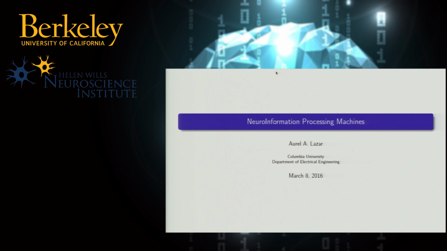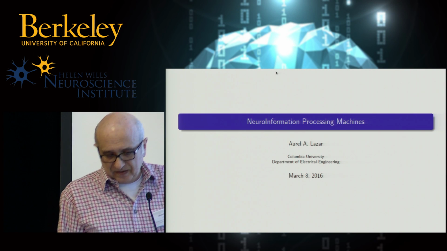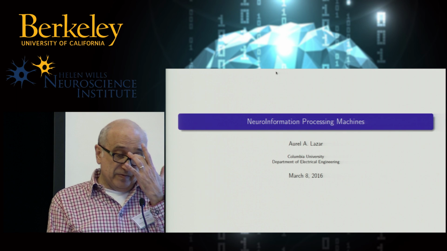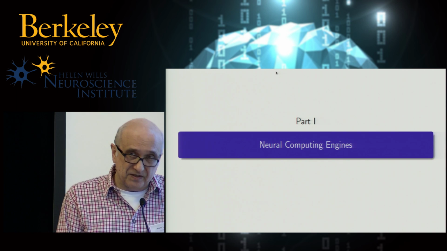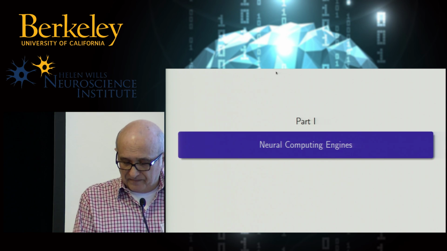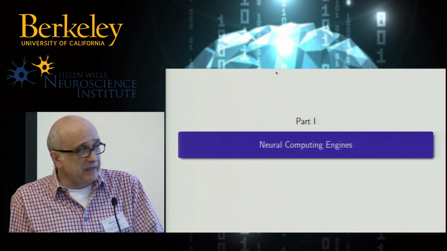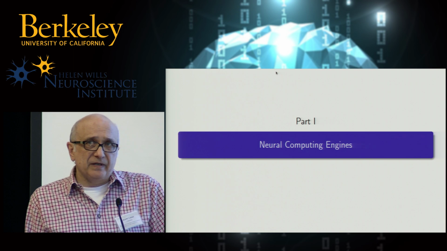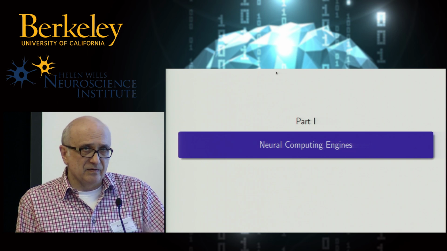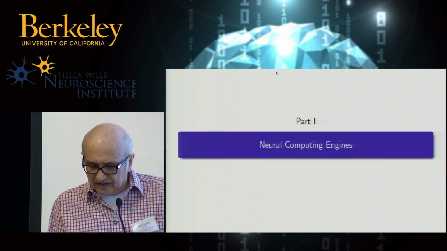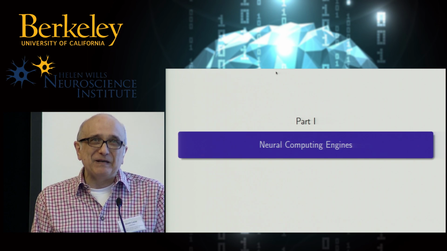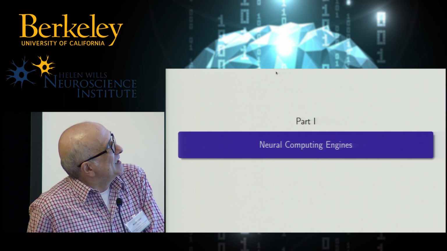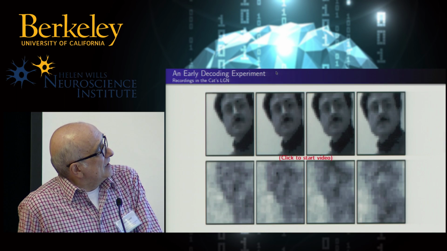The title of my presentation is Neuroinformation Processing Machines. I'm going to present in the beginning neural computing engines. You will see it's about information representation in the time domain, the spike domain. And then I'm going to elaborate a little bit on spike processing. Also, I'm going to discuss phase processing. And finally, I'll talk a little bit about a fruit fly project, which I'm driving.